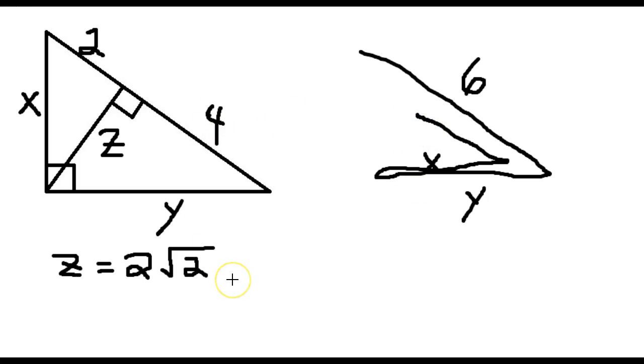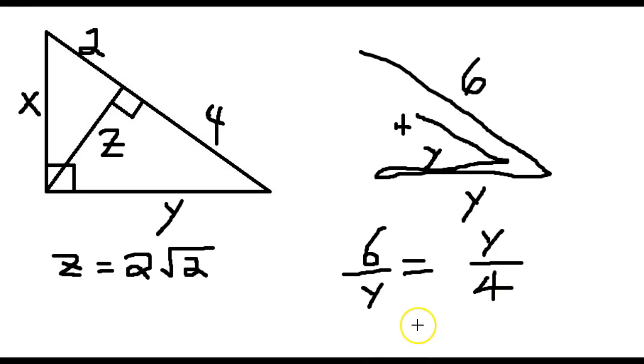That was kind of ugly. Let me see if I can make that look better. That's a little better. And then the long part of the hypotenuse is 4. So that allows us to write the proportion 6 over y is equal to y over 4.